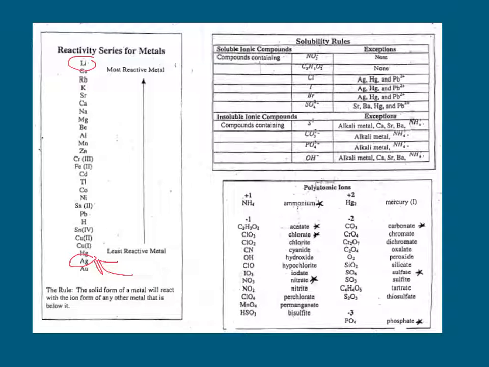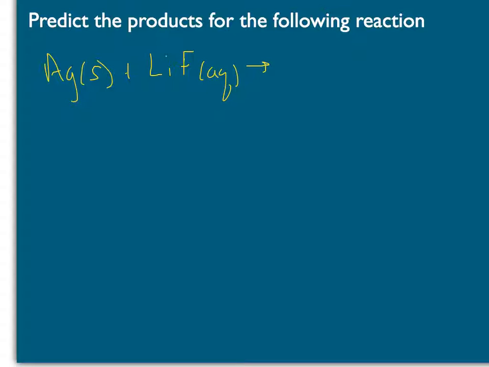So now what do we do? In this case, you can't write a reaction because silver is not stronger than lithium, so you simply write no reaction. You would not see anything happen if you put the silver metal into the lithium fluoride because silver is not strong enough.